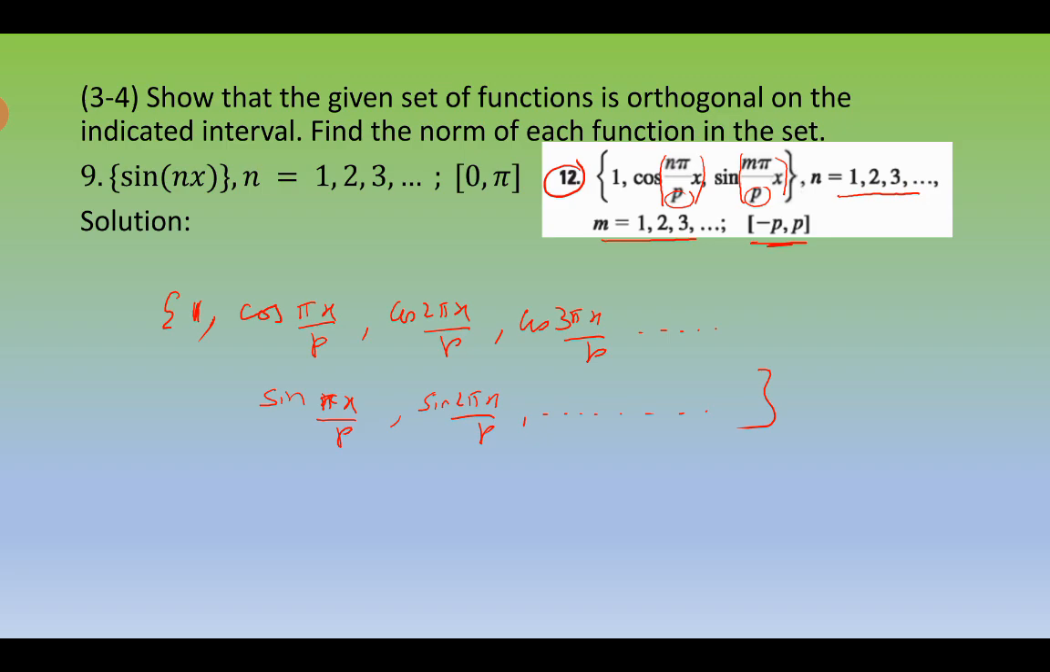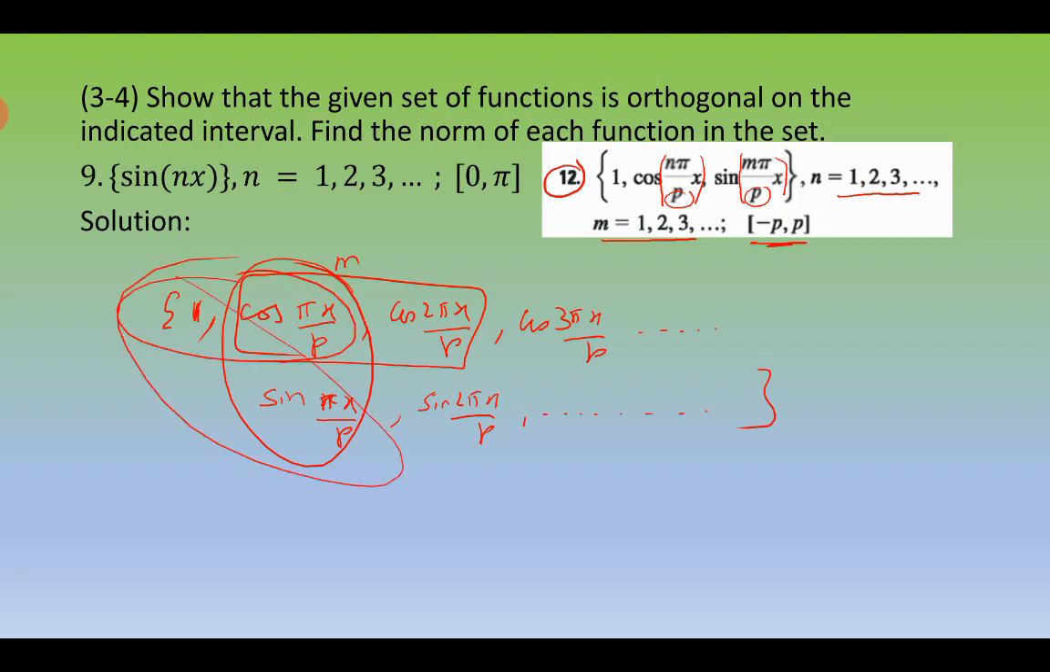So how to verify? You have to check 3 cases. Cosine with cosine, 2 different m, isn't it? Cosine with cosine. Next, cosine with the sine, and then 1 with the cosine, 1 with the sine. There are 3 cases: cosine with the cosine, one case, sine with the sine, second case, isn't it?